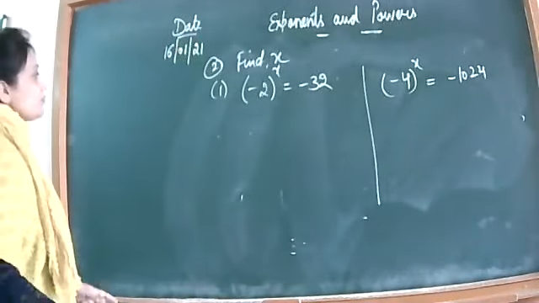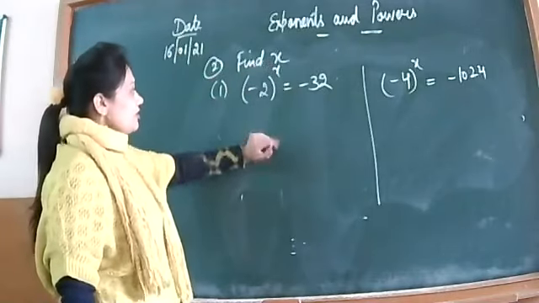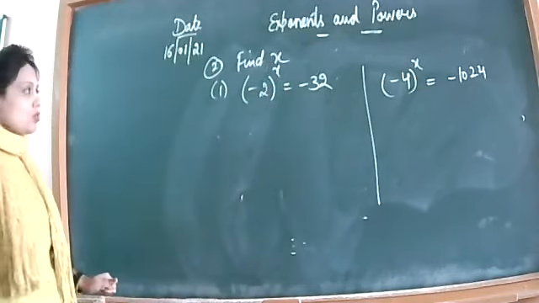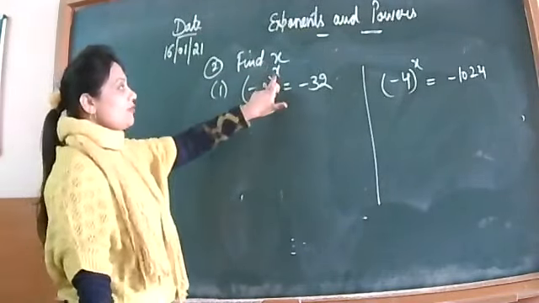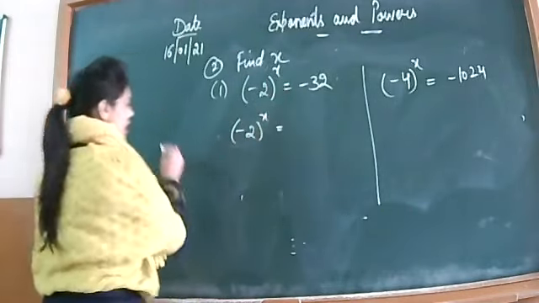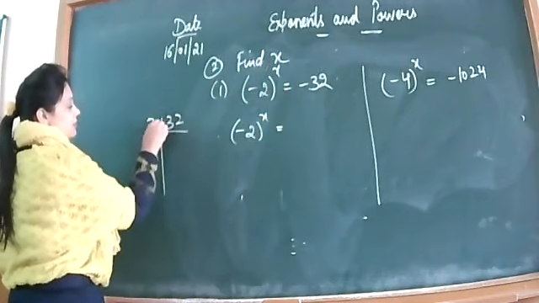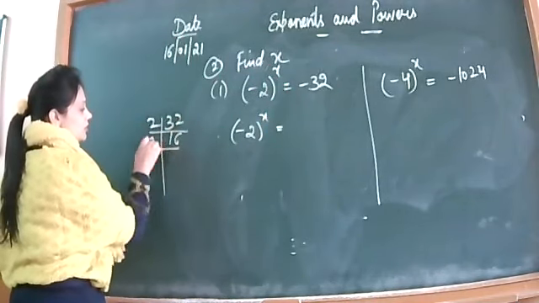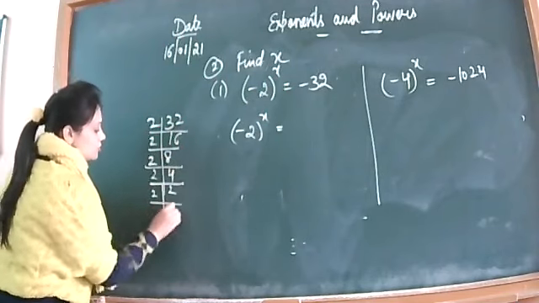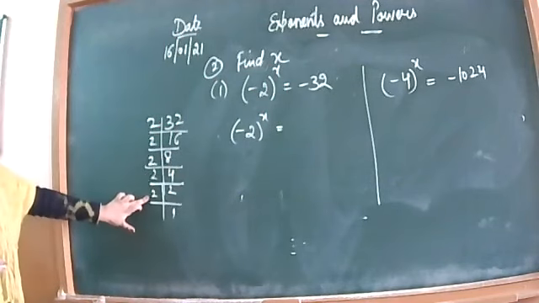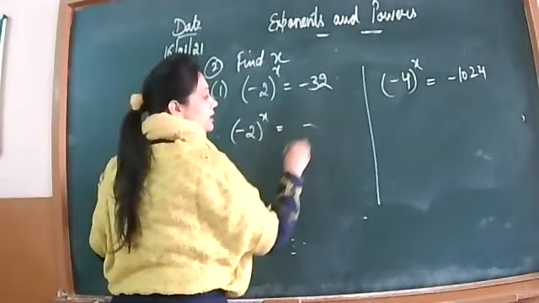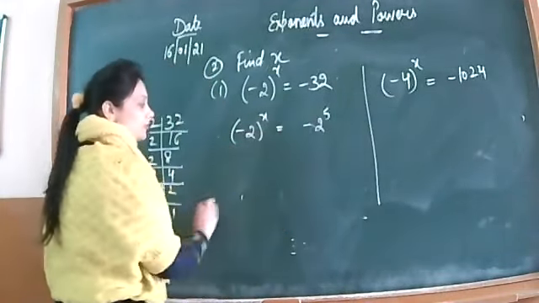See the next question. Find x. First part is (-2) raised to power x is equal to -32. Now here we need to find the value of x. So what we will do? (-2) raised to power x, and let us make the factors of 32. 32 divided by 2 is 16, then 8, 4, 2, 1. It means we can write -32 as -2 raised to power 5.